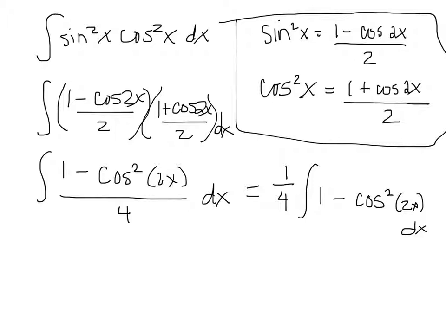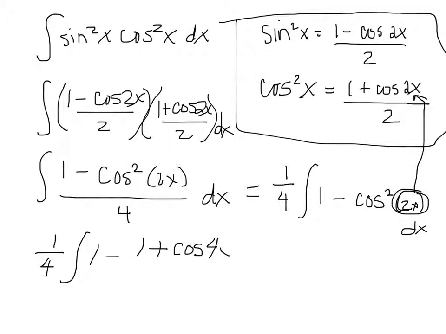Now, here's where we need to use this identity again. We still have this cosine squared, and where we have an x here, we're going to have to plug in 2x. So when we plug that into the identity, it's going to be 2 times 2x, or 4x. So doing that substitution again, we're going to have 1/4 times the integral of 1 minus (1 plus cosine of 4x) over 2 dx.